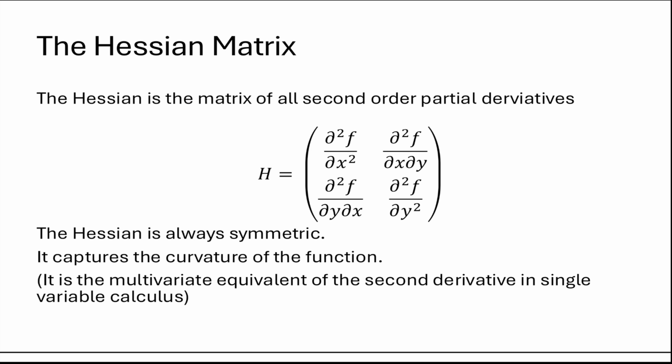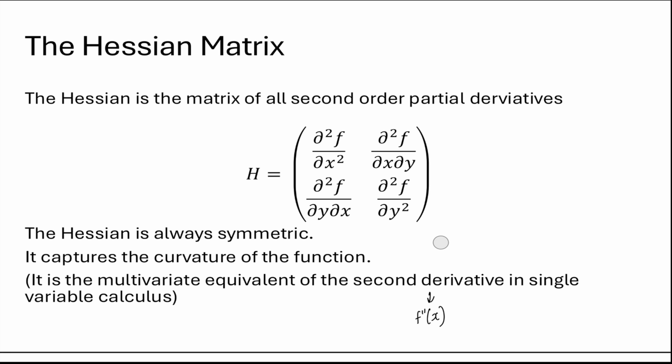Some facts about the Hessian is that the Hessian is always symmetric. That is because these two will always, or should always, be equal to each other. The Hessian allows us to see the curvature of the function, and the Hessian is just the multivariable equivalent of the second derivative, so f double dash of x, in single variable calculus.